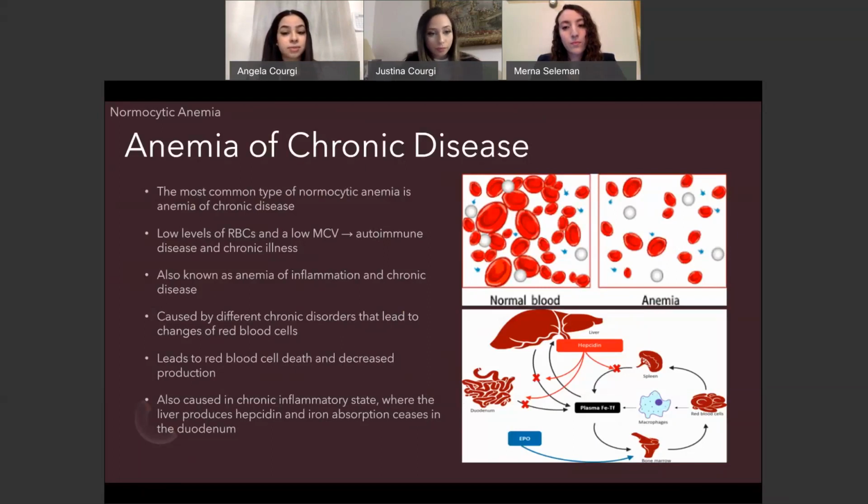People are likely to develop this anemia in the chronic inflammatory state, as the liver produces a protein known as hepcidin. This will cause iron absorption to cease in the duodenum, ultimately preventing iron from being recycled. Another factor leading to this anemia is the impairment of iron's metabolism within the cells.